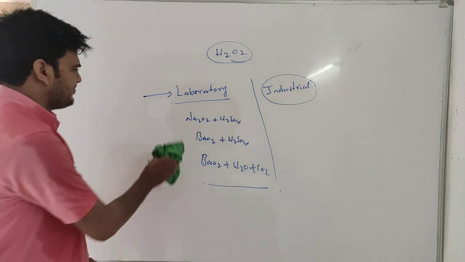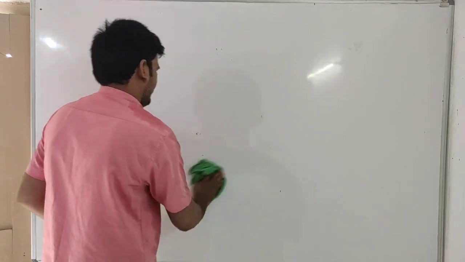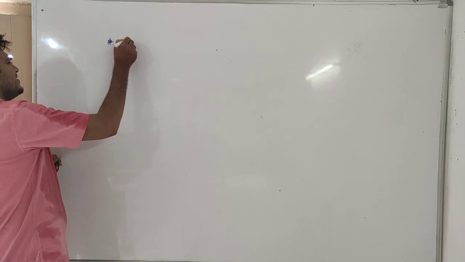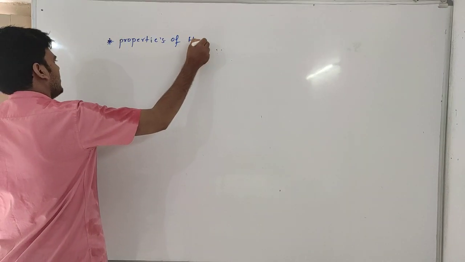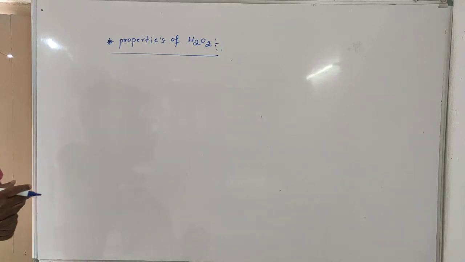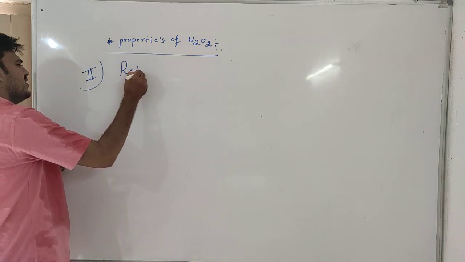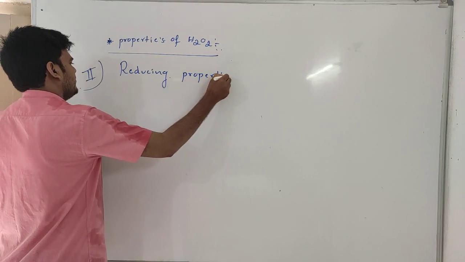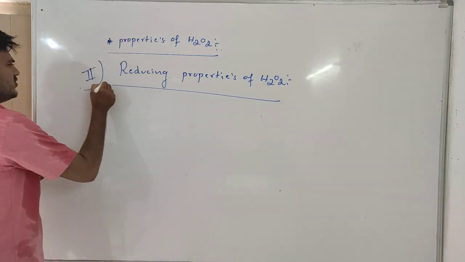And the next heading: properties of hydrogen peroxide. Roman number 1, oxidizing properties, already completed in the previous class. And Roman number 2, very important, reducing properties of hydrogen peroxide, formula H2O2.